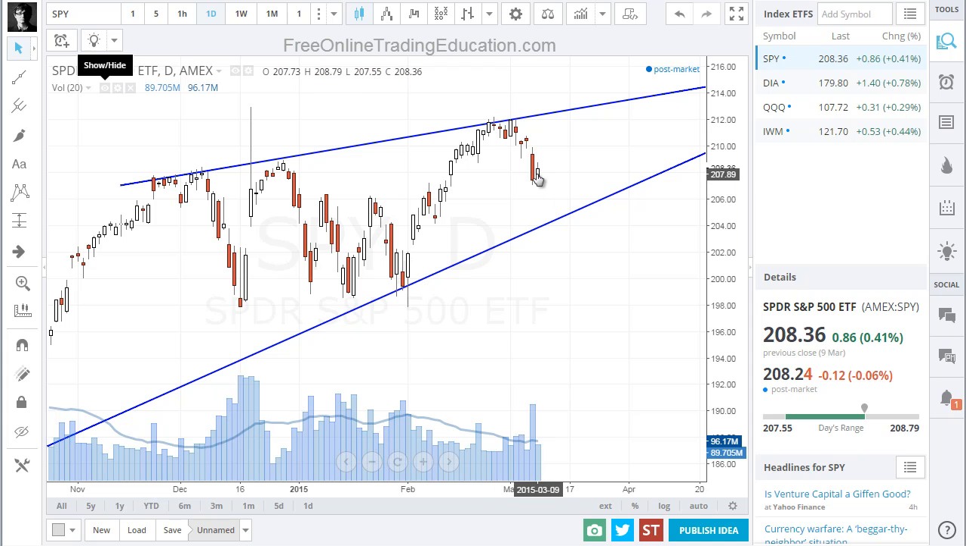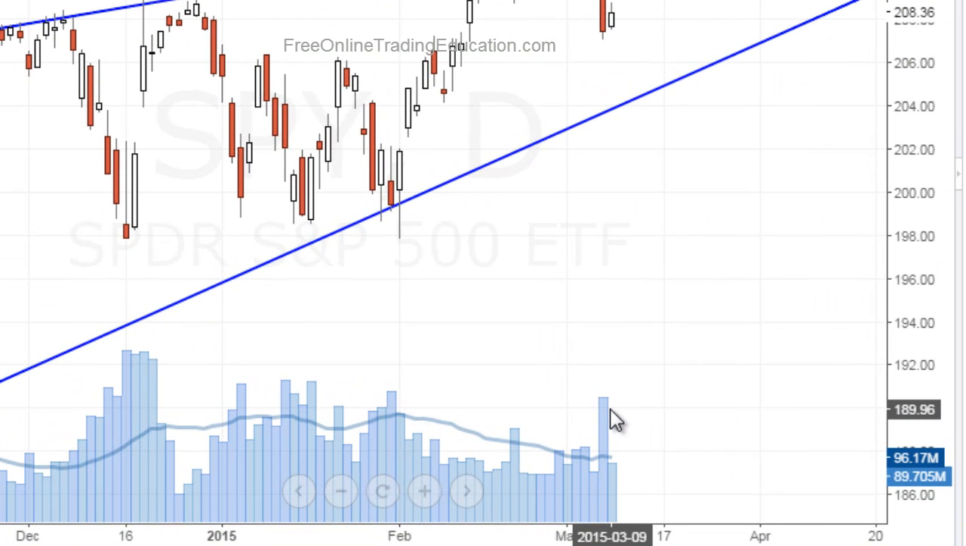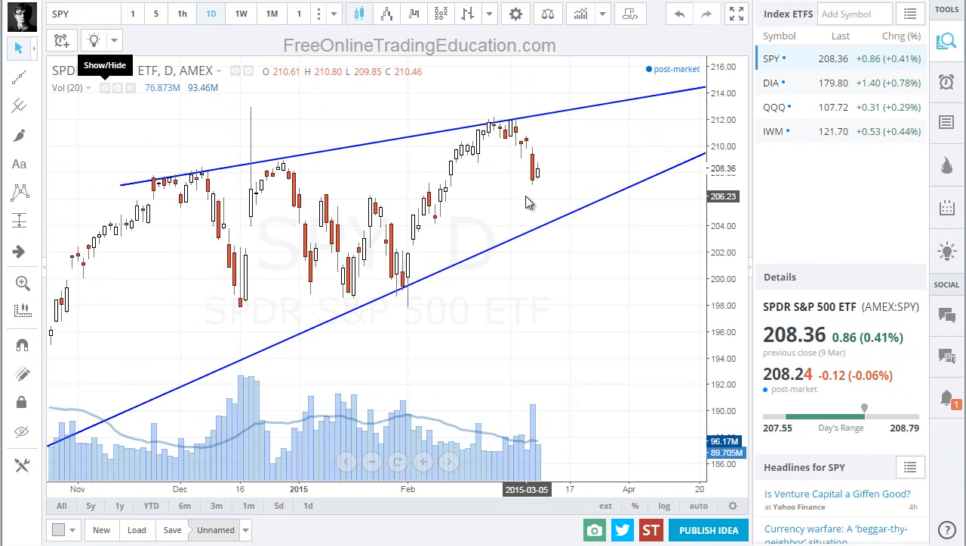However, this is a nice bull pullback. The thing I don't like about this pullback is Friday's volume on the close side was huge. Big time bearish volume here. And you'll notice that I don't like to put colors, red or white or green, down here for my bars. I want them just blue.